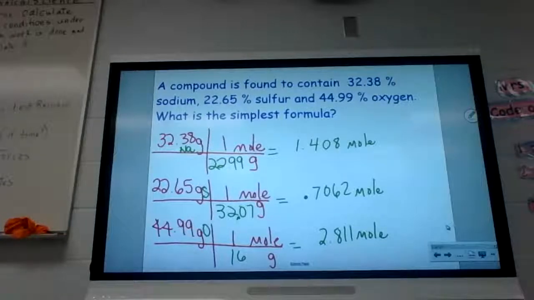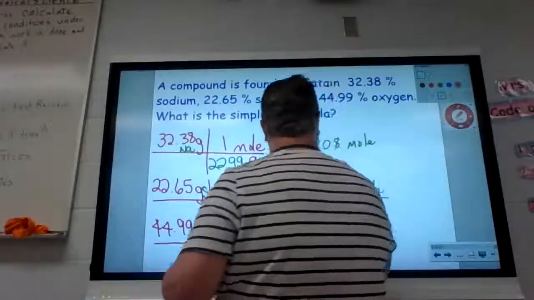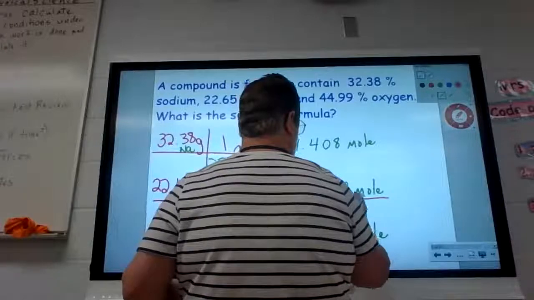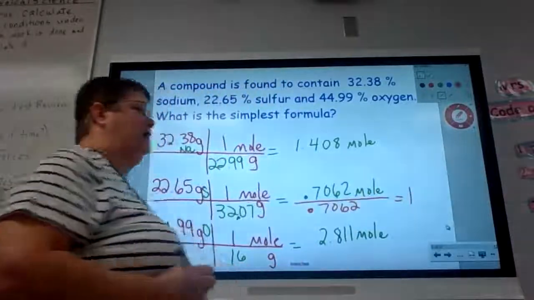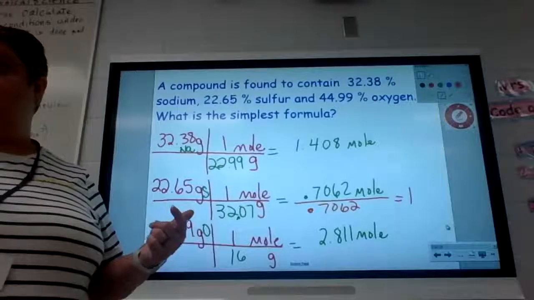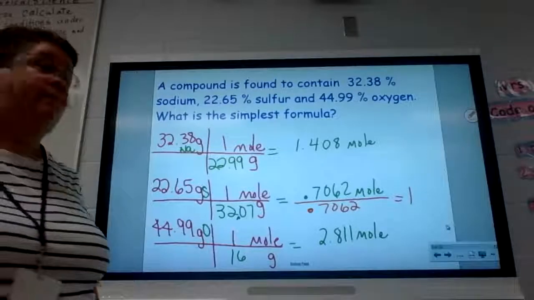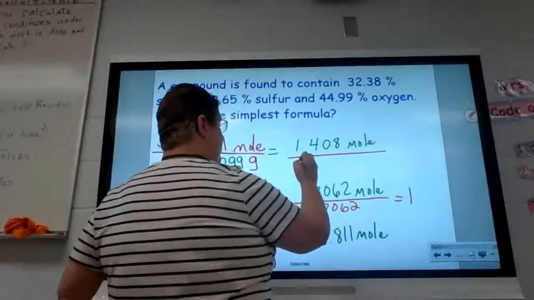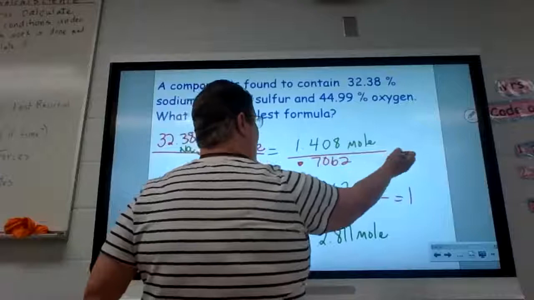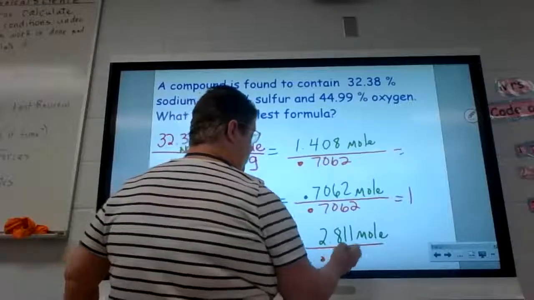Now, step 3 says divide by the smallest number. So what is the smallest number? Okay. So in math class, if you divide by the smallest number on this side, you have to do what to the other side? Divide by the same thing. So the other 2 numbers of moles have to be divided by the smallest number also. So we're going to divide here by the smallest number and here by the smallest number.